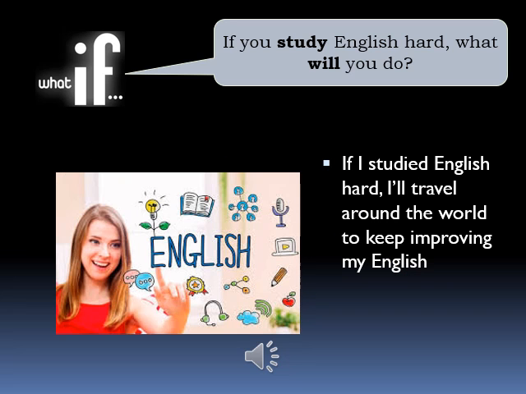Here we can see an example of the first conditional, which starts with simple present and finishes with future with will. If you study English hard, what will you do? If I study English hard, I'll travel around the world to keep improving my English.